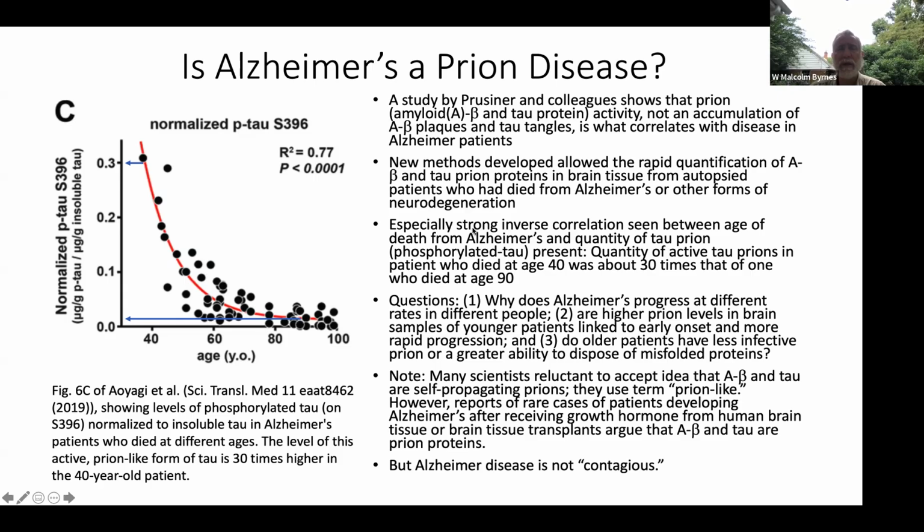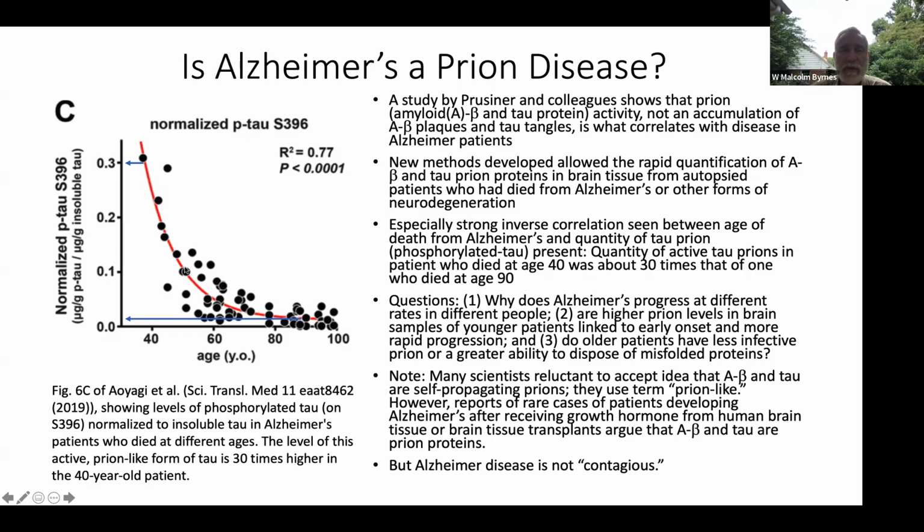And what they found was that there was an especially strong inverse correlation between age of death from Alzheimer's and quantity of tau prion in particular. They looked at a particular phosphorylated form of tau, which is known to have prion activity. Let me say that again: an especially strong inverse correlation between age of death from Alzheimer's and quantity of tau prion protein present. The quantity of active tau prions in a patient who died at age 40 was about 30 times that of one who died at age 90.